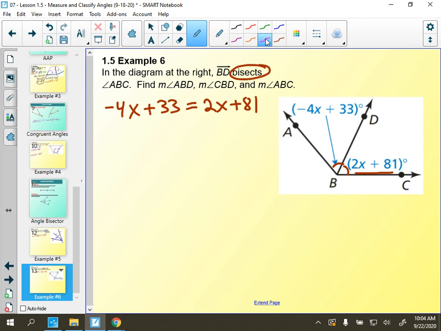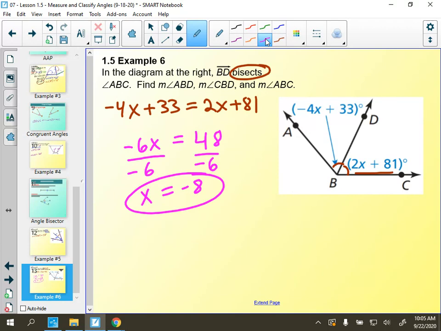So algebra-wise, setting it up, I'm going to subtract 2x from both sides to get a negative 6x over here, and then I'll bring the 33 over, so 81 minus 33 ends up being 48. And then I'll divide both sides. I know I'm not showing every single step, so I would encourage you to. I'm just trying to make the lesson manageable as far as time. x equals negative 8.